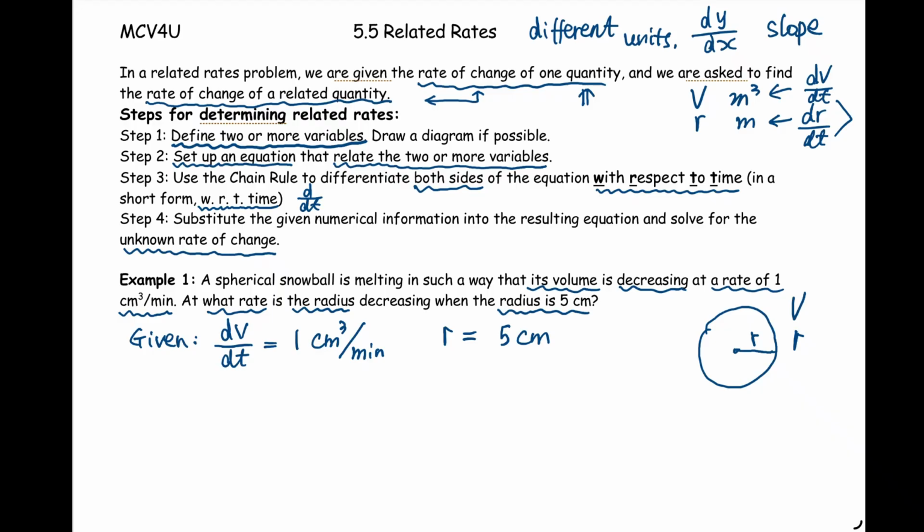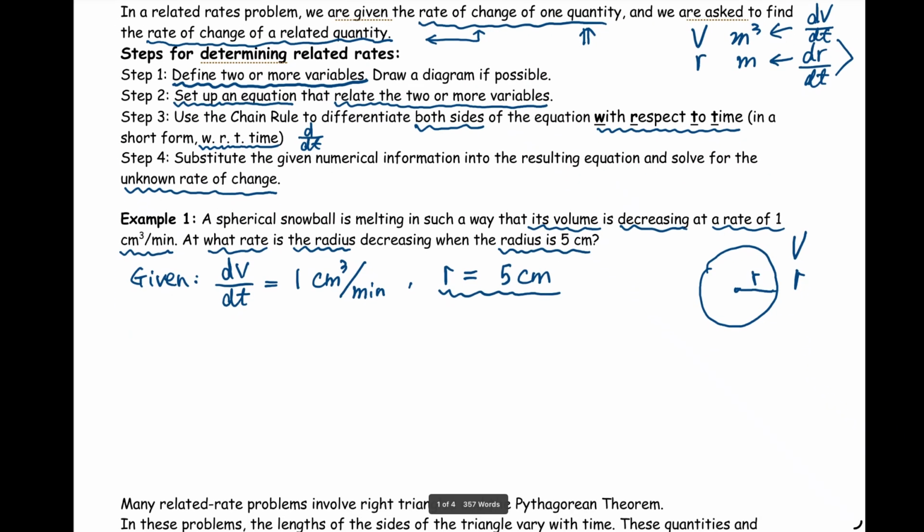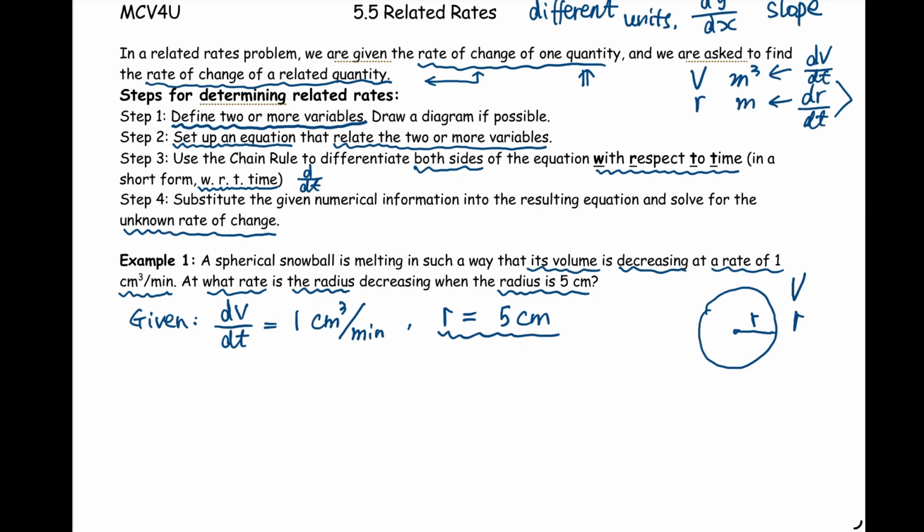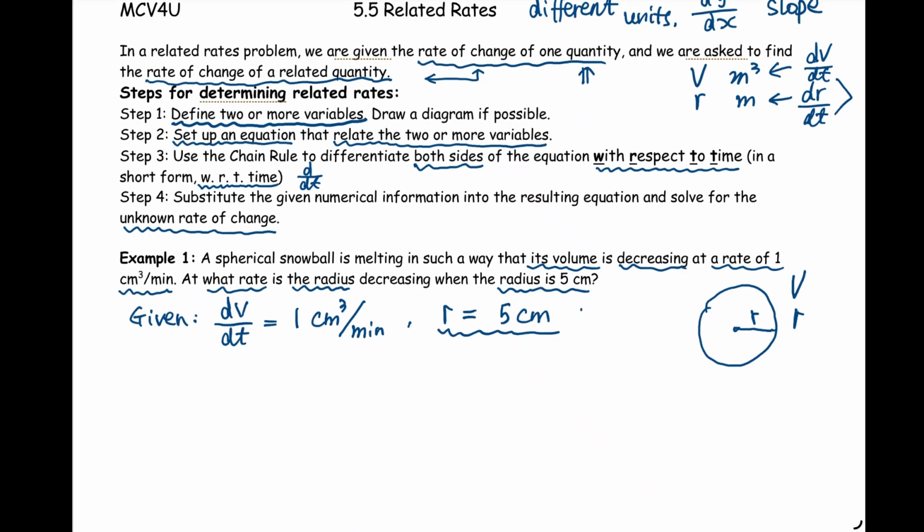But be careful, for both of them we are going to do the substitution at the very end. Before that, we don't sub them in, especially the radius. At what radius you are going to have the rate of change for the radius. And RTF represents required to find. So it's dr dt. So that is step 1.